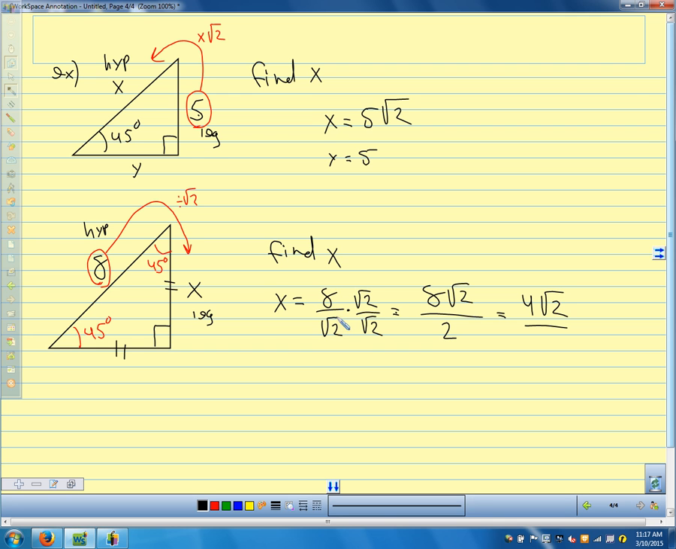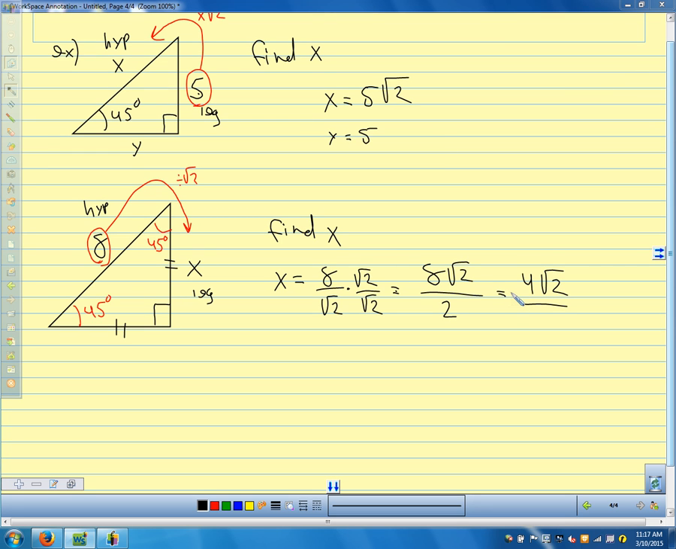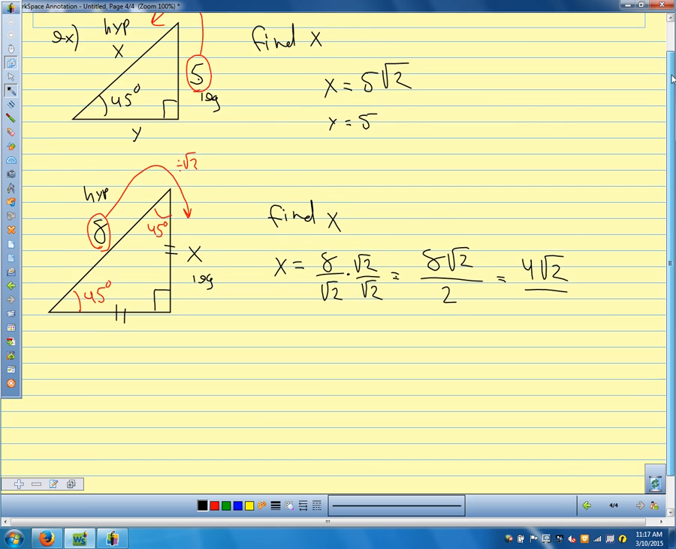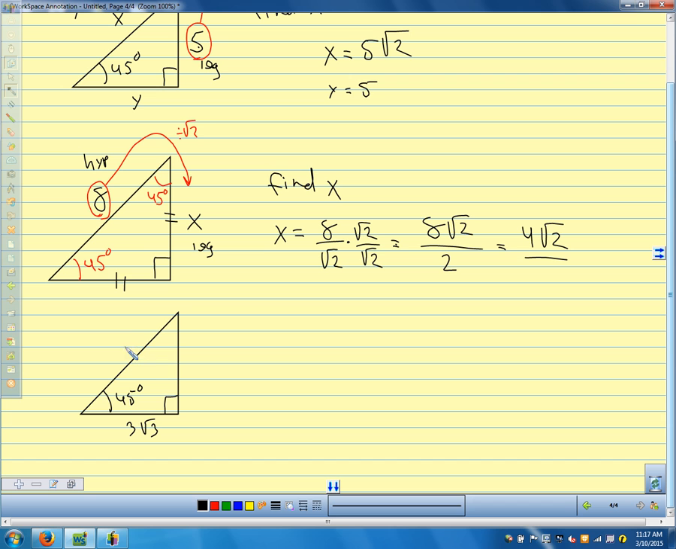All right, I want to look at one other example with a 45, 45, 90, because a lot of times with these triangles, people think, oh, there's always a square root of 2 in the answer. And I want to show that that is not necessarily the case. So let's look at another one. Here's my triangle for this one. And we'll set this one up like so. So we want to find x.